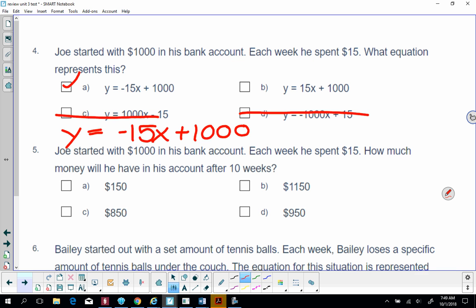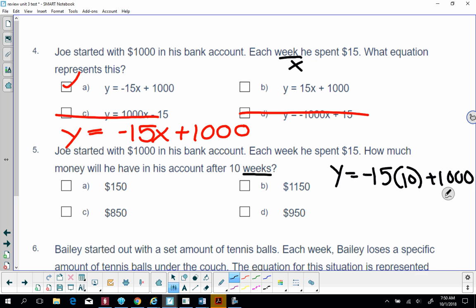Then it says, how much will he have in his account after 10 weeks? So we know it's $15 per what? Week, right? So we know that x is week, and they want to know how much after 10 weeks. So I know I'm probably going to be plugging it in for x.